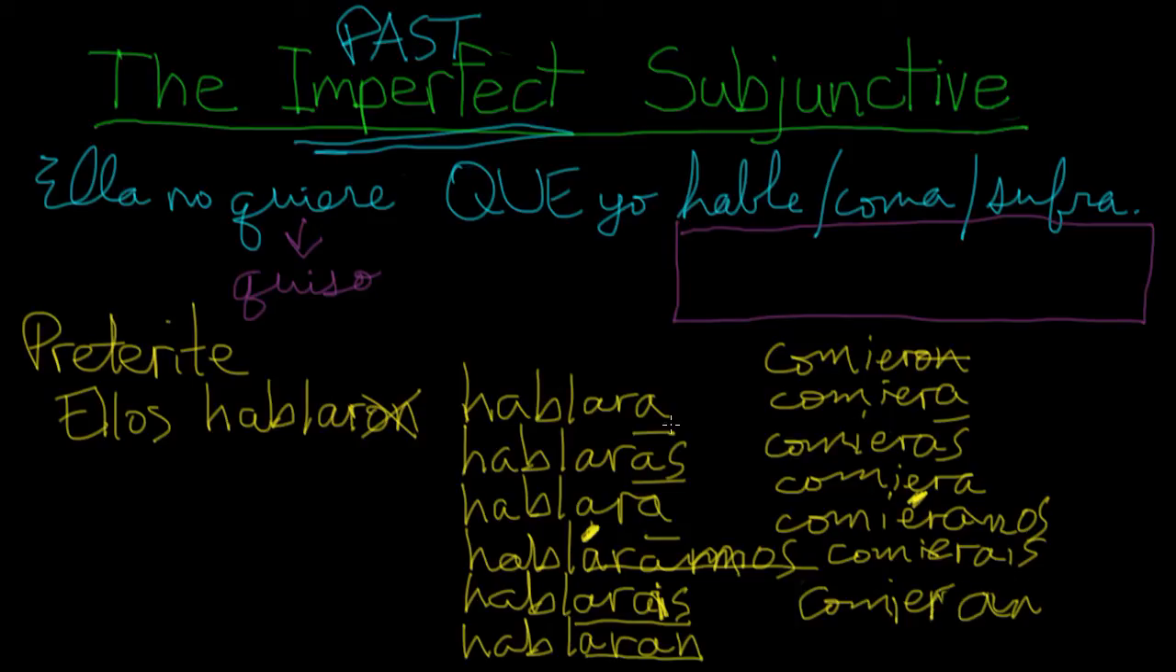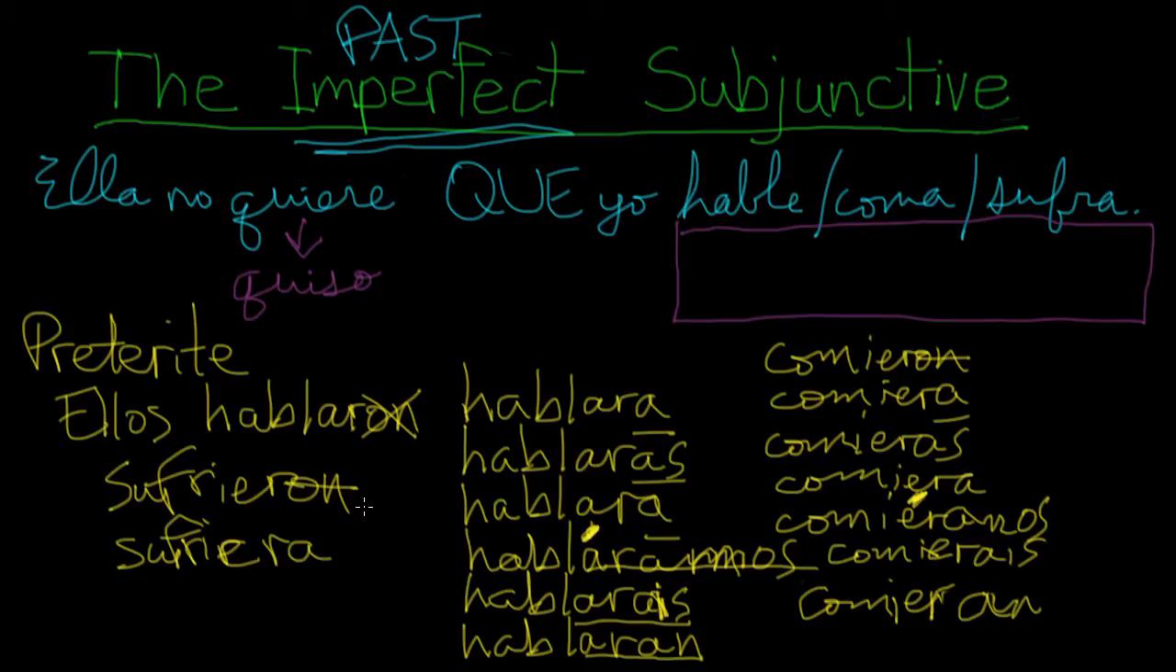And sufrir, which I'm going to put over here and just show you one conjugation. Take the ellos form, sufrieron, drop the on, and you're left with sufriera. All right. Now, that's it. And so the forms are the same, ara, aras, ara, etc., for all the verbs.